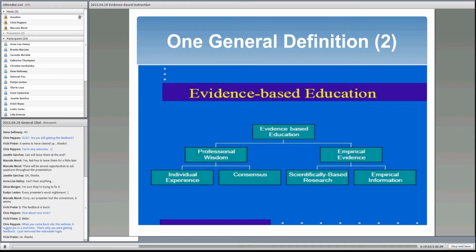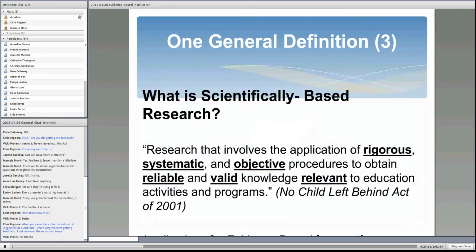So the model doesn't reflect a one or the other approach. When one thinks about evidence-based instruction, they shouldn't think about either professional wisdom or empirical evidence, but clearly one and the other. In addition, NCLB defined what is considered scientifically based research. If you look on the empirical evidence side of this two-prong model, at the bottom there is scientifically based research. NCLB has a very specific definition for what that entails, and I will show you what that is now.